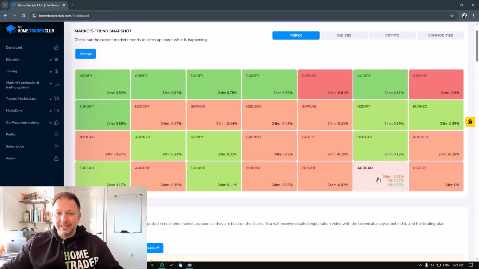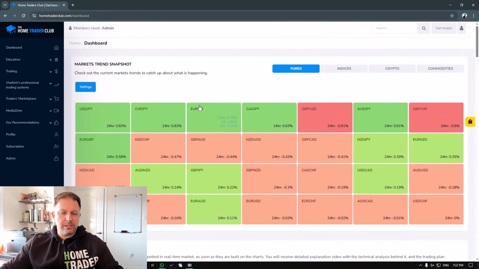If we take a look at the numbers in our trend snapshot in Home Trader Club, pound dollar entered a very negative zone after being controlled by the buyers in the last months or more. Monthly flips to the negative. 7 days is getting close to 2%, 24 hours more than 0.5%.